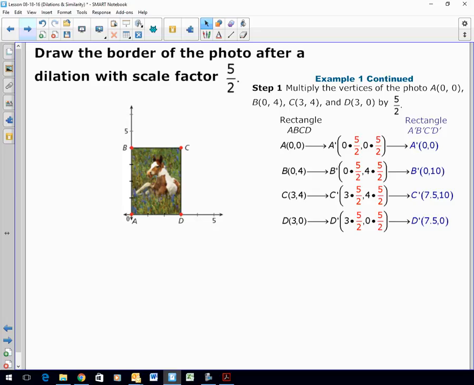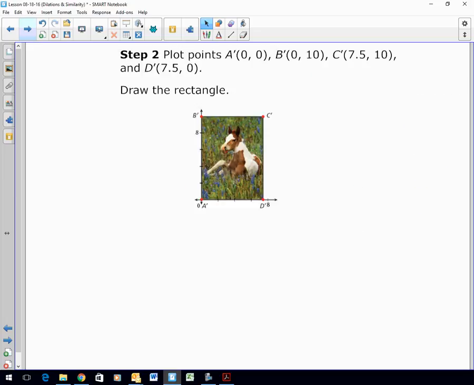Okay? Everything's going to get bigger. 0, 4, 3, 4, 3, 0. Y'all see what you do with your scale factor? It's really simple multiplication is all it is, okay? Got me? It's just multiplying something by coordinate points. Okay? Alright, I plot the new points and draw the new rectangle.